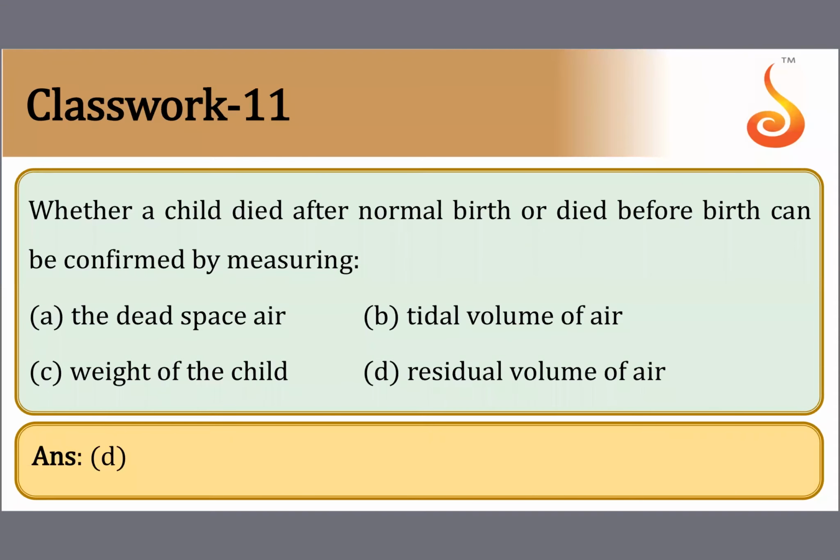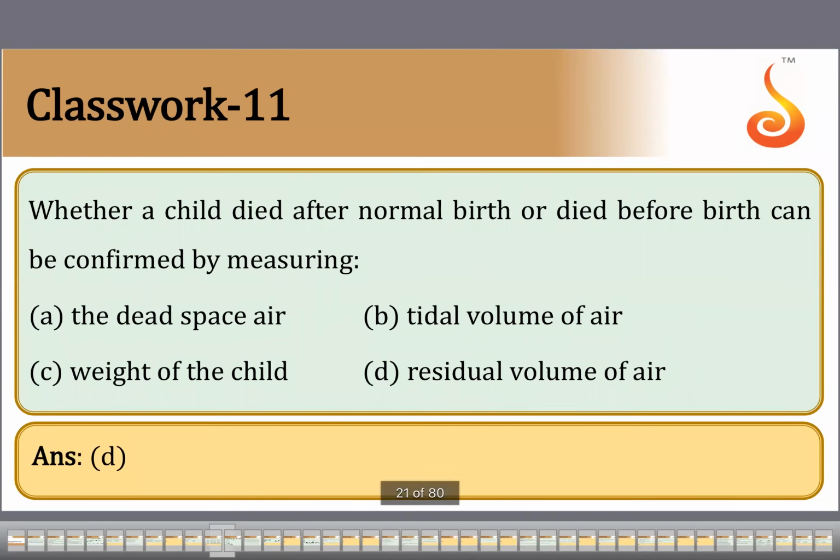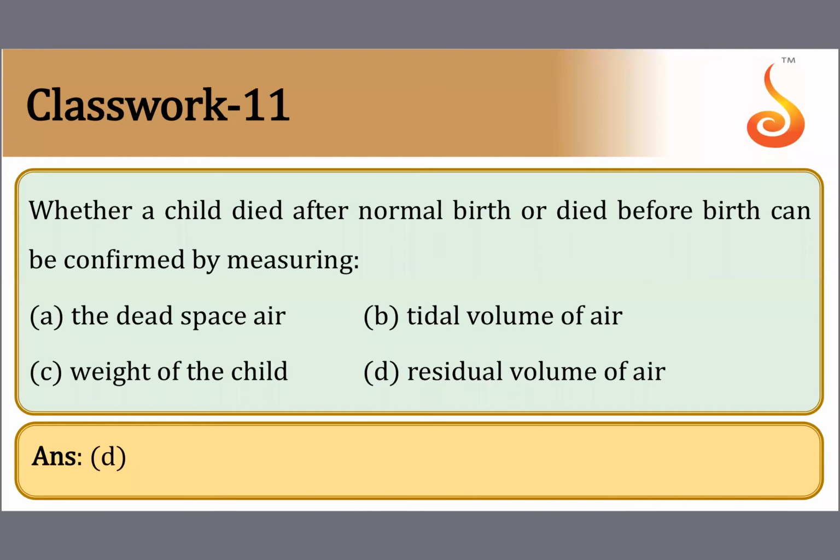Whether a child died after normal birth or died even before birth means the child has died in the mother's womb itself. It's called stillbirth. How would you find out, children? Oh, the key is already given. So how would you find out? Why is it? What has it got to do with residual capacity, children?